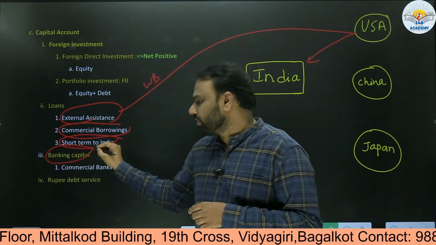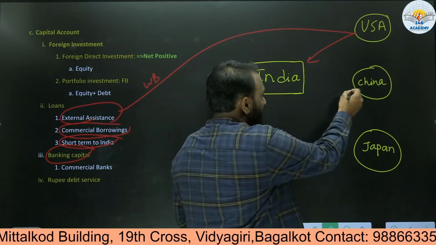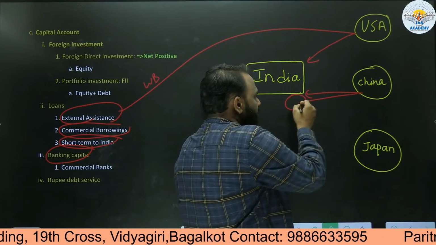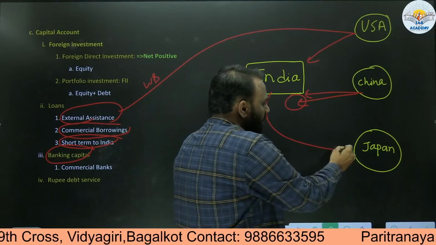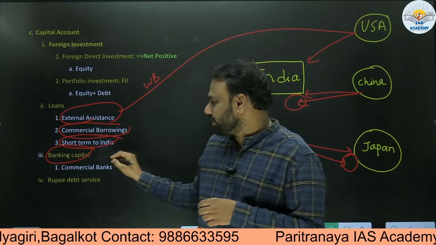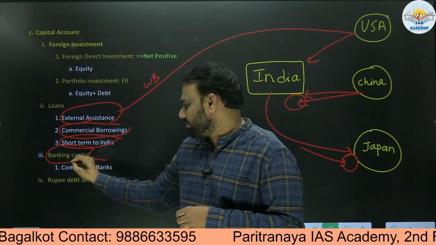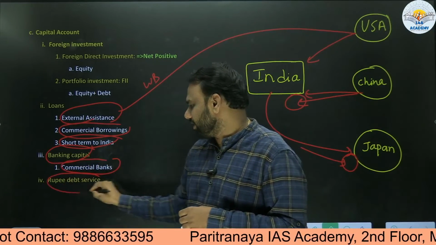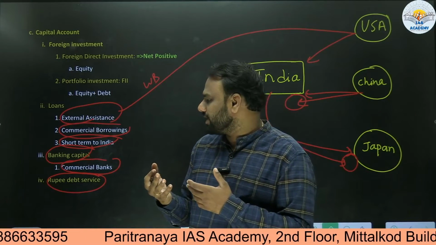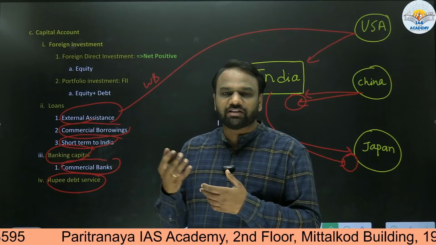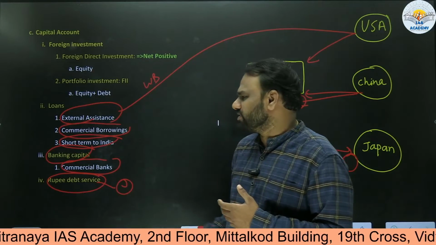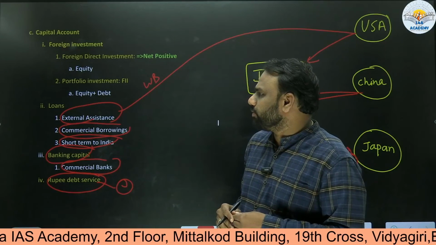Similarly, banking capital. A person from USA or China may open a bank account in India and deposit some amount. Similarly, a person from India may open a bank account in Japan and deposit some amount. These are called banking capitals, especially commercial banks. Rupee debt service indicates that for whatever loan India has taken, every year debt service means we have to pay the interest. So regarding that it is rupee debt service. Not an important component.